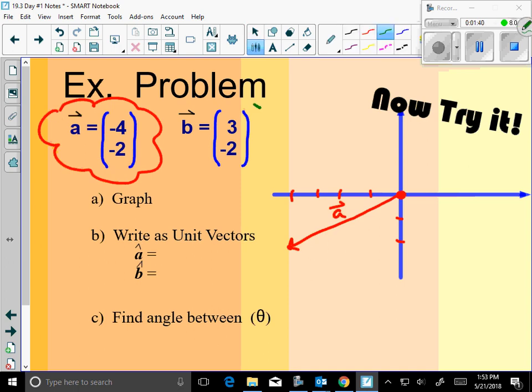Okay, vector B. Where's that going? Right 3, also down 2. It'd be really nice if those were symmetrical, but they're not.